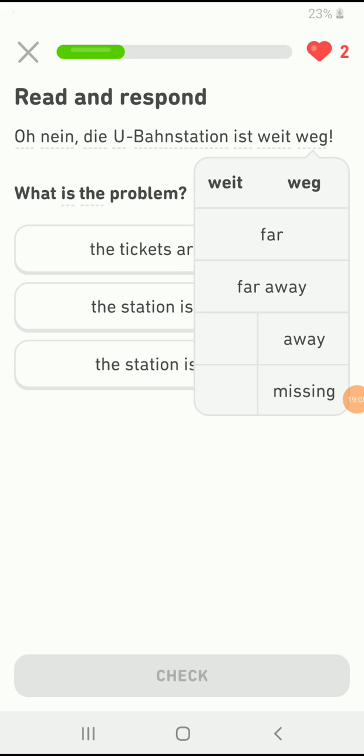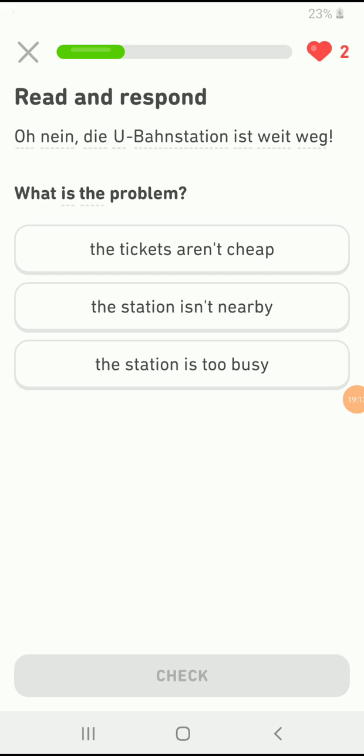I think away is vague, but who knows? If you know, let me know. So, what is the problem? Oh nein, die U-Bahn Station ist weit weg. What is the problem? The tickets aren't cheap. The station isn't nearby. That's the problem.